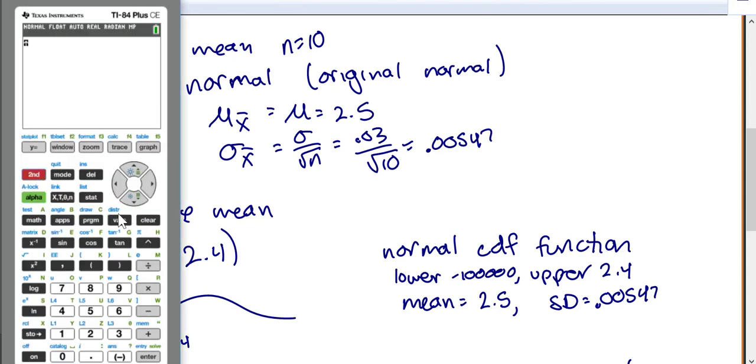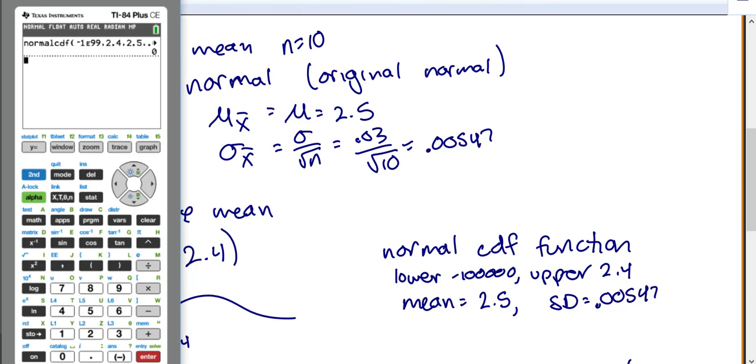So I'm going on my TI-84 to go to 2nd Distribution. I want my normalcdf. My lower bound is -1 times 10 to the 99. That's a really low number. I can leave that. My upper is 2.4, my mean is 2.5. The standard deviation for sample means is 0.00547. And it tells me 0.